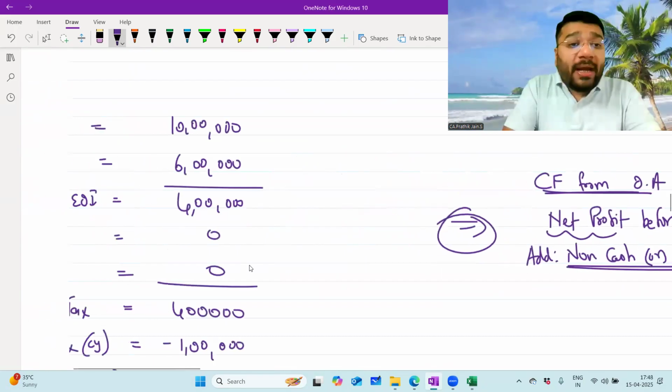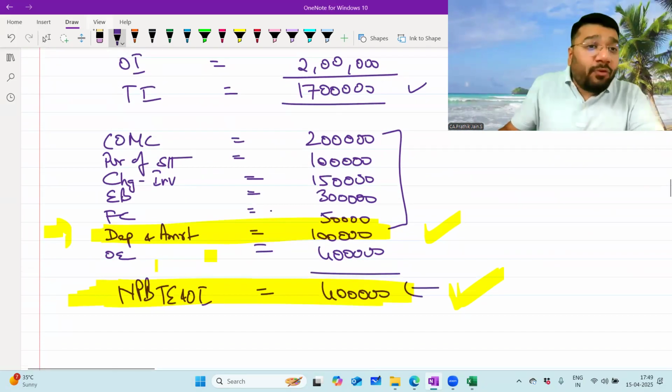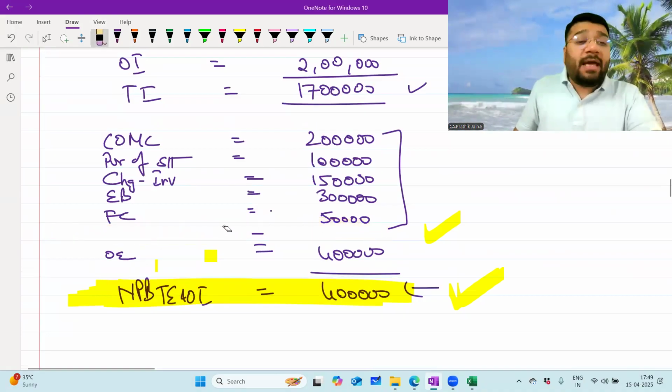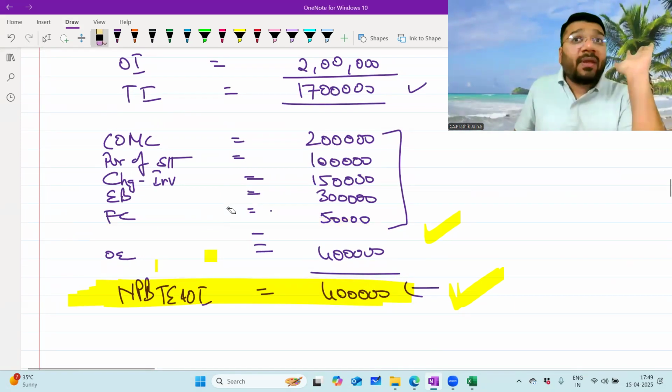Add non-cash and non-operating items. One example I gave is depreciation. I am telling about this 4 lakh. If I remove this depreciation and amortization, what is my actual profit? My original profit is 5 lakh.